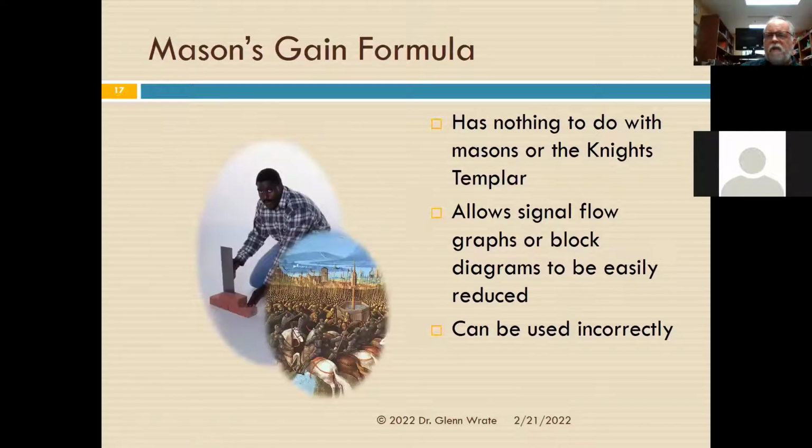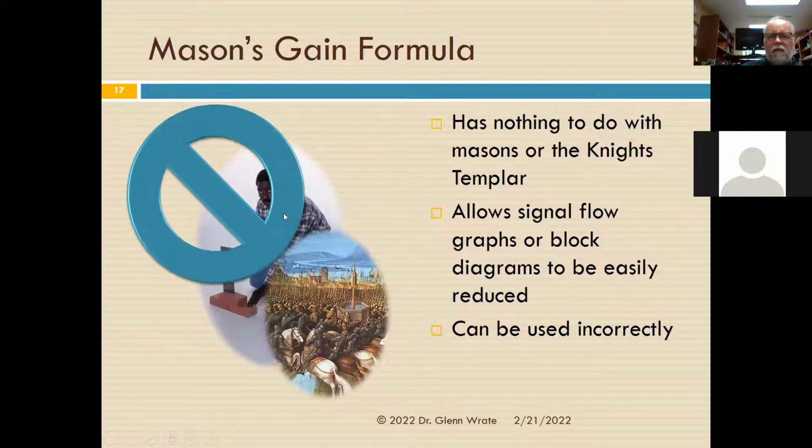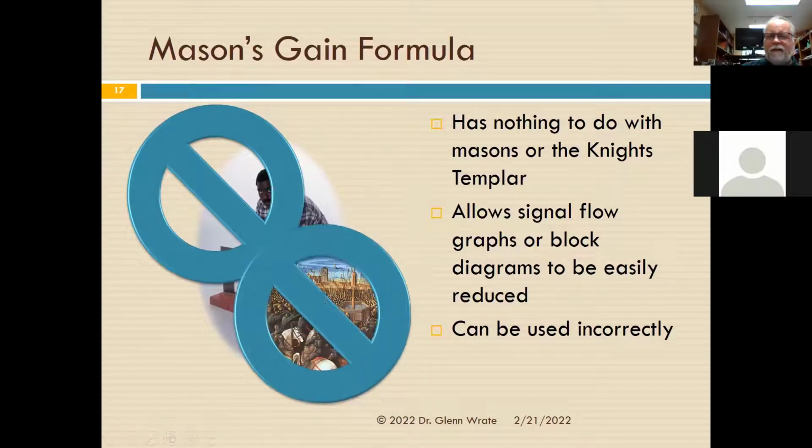Here's my joke for the night. Mason's gain formula has nothing to do with a bricklayer, has nothing to do with the Knights Templar. It allows signal flow graphs or block diagrams to be easily reduced. We don't have to do any of that algebra one step at a time. The only problem is that it's a very powerful tool, but it can be used incorrectly.